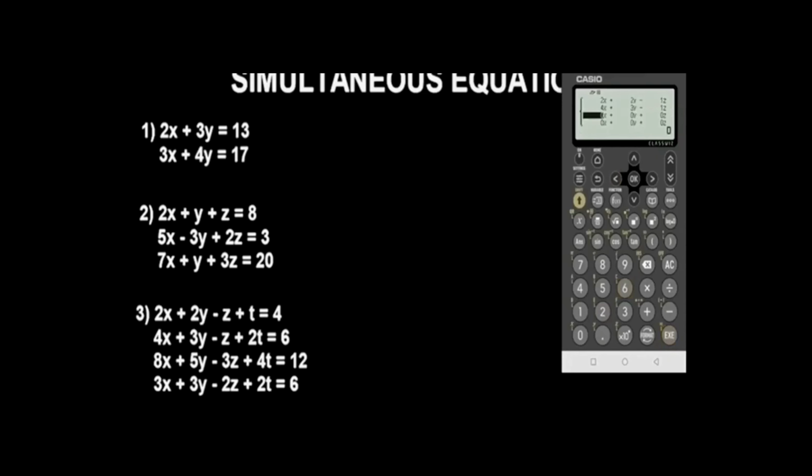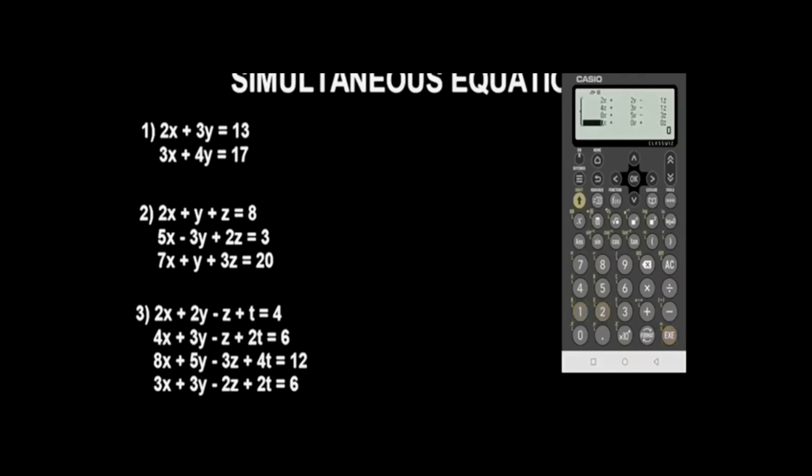The third equation, the coefficient of 8x is 8. The coefficient of 5y is 5. That of minus 3z is minus 3. Alright, that of 4t is 4. Then we have the constant to be 12.